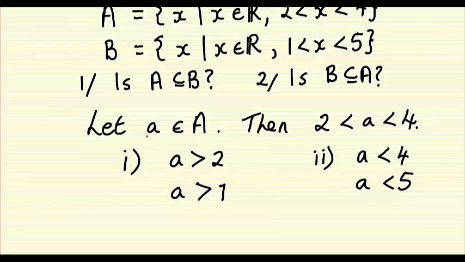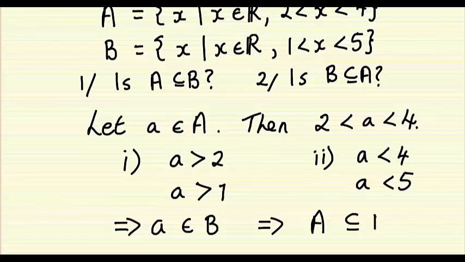So for all elements a in the set A, we have that a is greater than 1 and a is also less than 5. So let's have a look at the definition of the set B then. B contains all elements X, such that X is a real number, X is greater than 1, and X is less than 5. So any element we choose from A would also be an element of the set B. So in this case we can see that the set A is a subset of the set B.